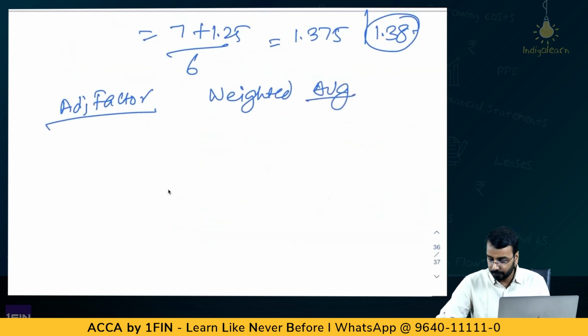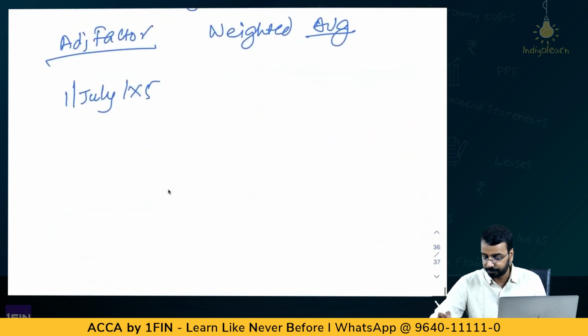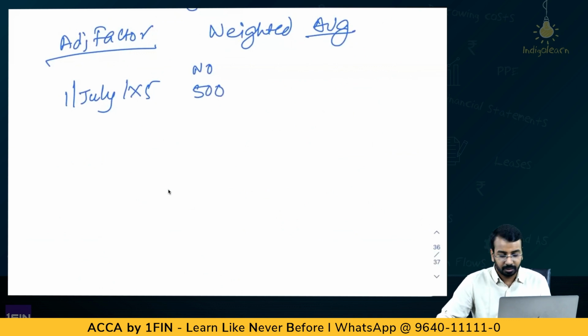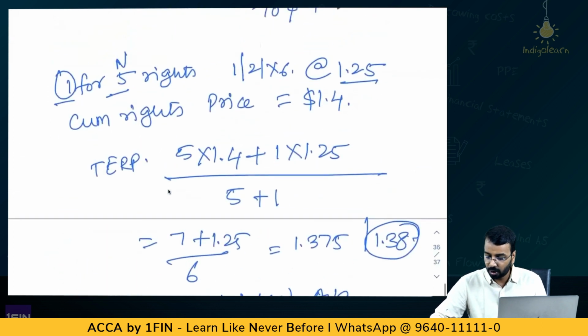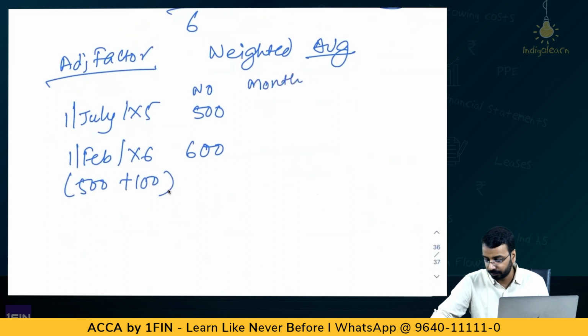Now, on 1st of July of year 5, the number of shares outstanding is 500 million. Then the issue happened on 1st of February of year 6 and it is what? 1 for 5. So, 100. So, now this 500 becomes 600. Why? 500 plus 100. Months. July to February. July, August, September, October, November, December, January. 7 months. 7 out of 12. This is 5 out of 12.